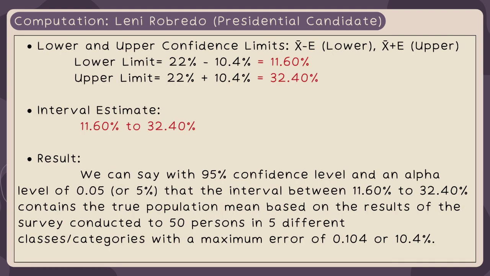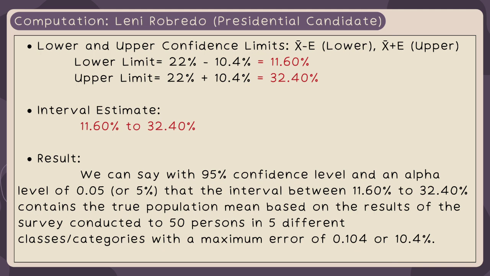To get the lower limit, sample mean minus maximum error. Therefore, 22% minus 10.4% is equal to 11.60%. For the upper limit, do the opposite. Sample mean plus maximum error. So, 22% plus 10.4% is equal to 32.40%. Our interval estimate now is 11.60% to 32.40%.